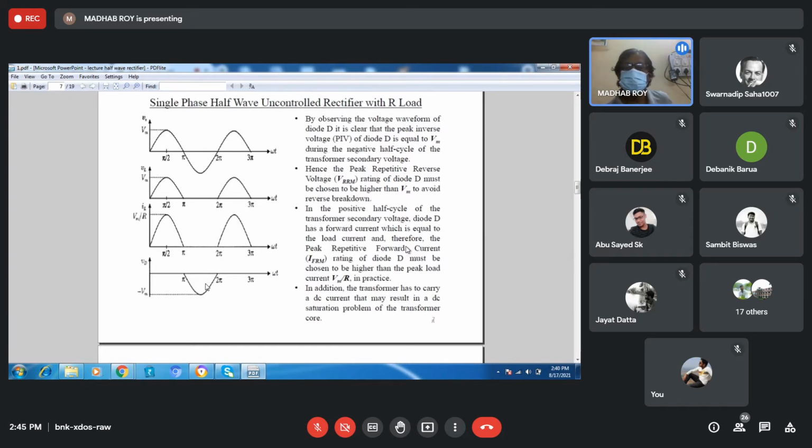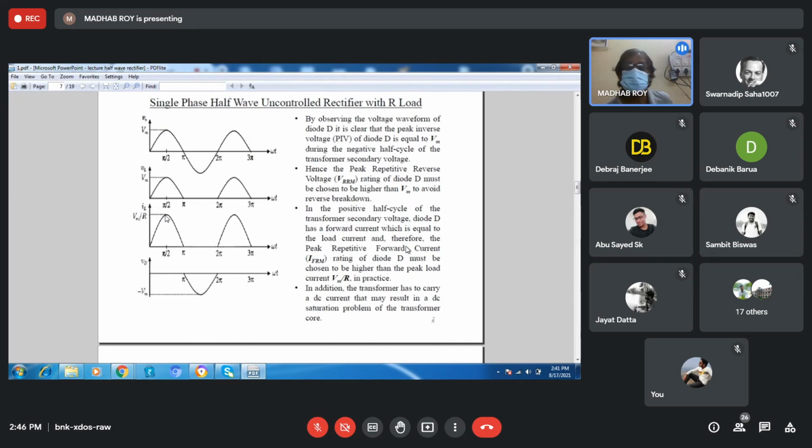In the positive half cycle of the transformer secondary voltage, the diode has a forward current which is equal to the load current, and therefore the peak repetitive forward current rating of the diode must be chosen to be higher than the peak load current in practice. Okay, here you can see that. So this is actually the peak current.